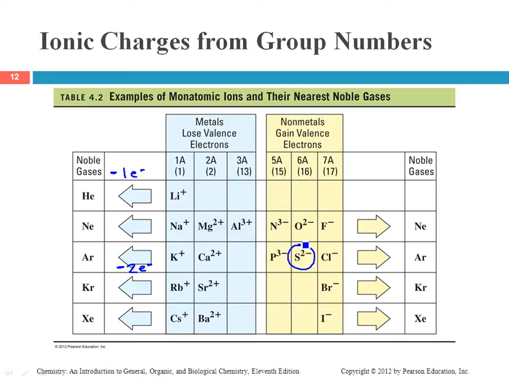It's in group 6. It needs 2 electrons to be like the nearest noble gas. So its ionic charge would be S2 minus, and that's because it needs 2 electrons to be like the nearest noble gas. So it wants to gain 2 electrons. Hopefully you're seeing this trend. All of our group 7 have a -1 ionic charge, all of our group 6 have a -2, and group 5 a -3, based upon how many electrons they need to gain to be like the nearest noble gas.